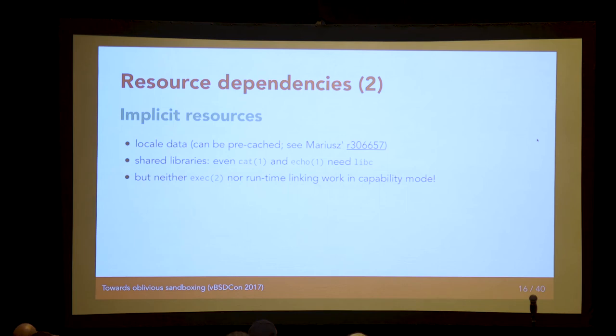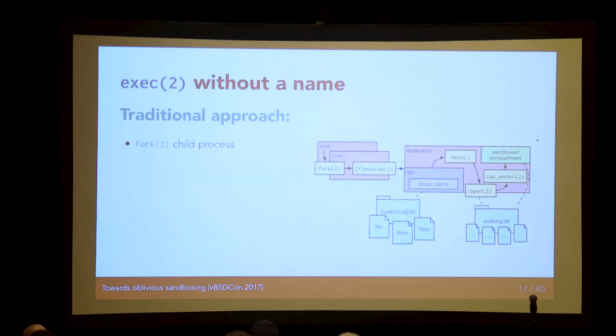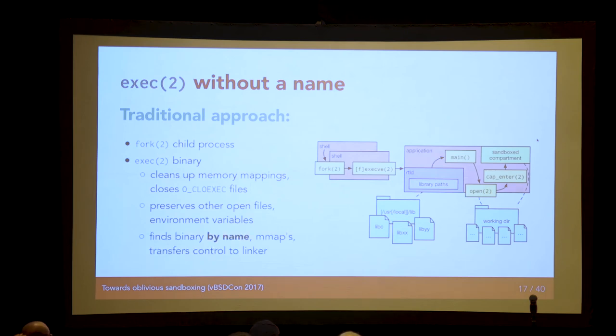However, neither exec nor runtime linking, at least previously, before we did some of this work, worked in capability mode. So traditionally, you'd fork a process, you'd exec a binary, which is going to blow away all of your virtual memory mappings and things, does some clone and close on exec. But it's going to keep other files open, and it's going to preserve environment variables. It's going to find the binary by name if you use the exec system call. It's going to mmap that binary into place, and it's going to transfer control to the linker.